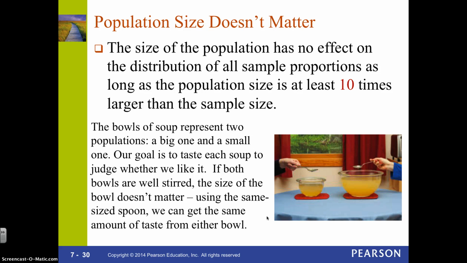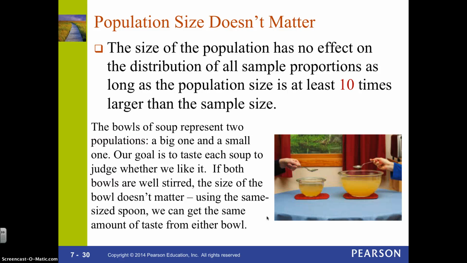When you do this, population size actually doesn't even matter. The size of the population has no effect on the distribution of all the sample proportions as long as the population size is at least 10 times larger than the sample size. If you think about when they do samples of the entire U.S. adult population, or those registered to vote, their population size is huge, so it doesn't take much to have a population size 10 times larger than your sample size.